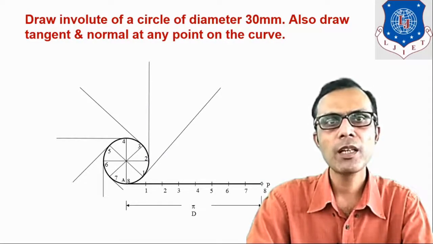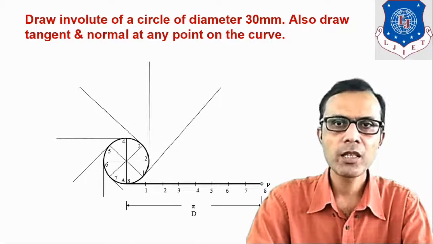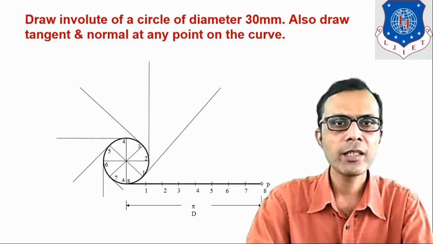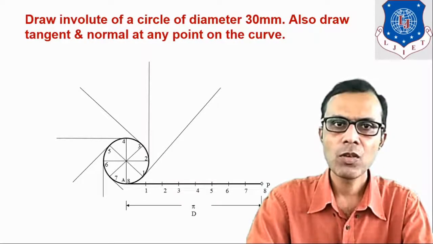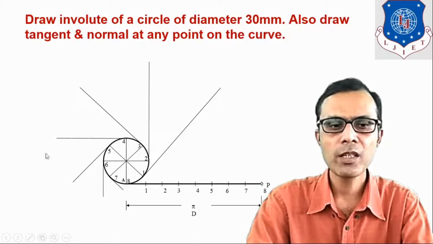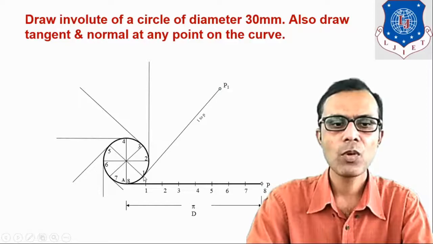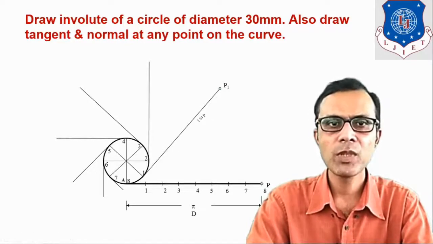Now what will be the length of the string? When the string is rounded, progressively its length is decreasing. So in the first step, when it is rounded up to point number 1, the remaining length of the string will be equal to 1P. It is the remaining length of the string. So we have to take from point number 1 to P1, that dimension is 1 to P, that is the remaining length of the string.